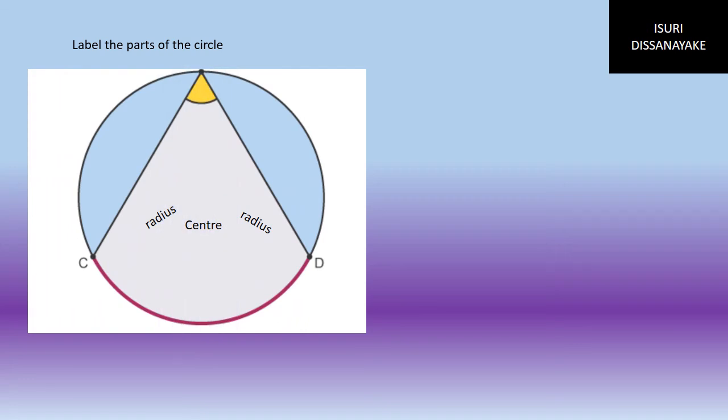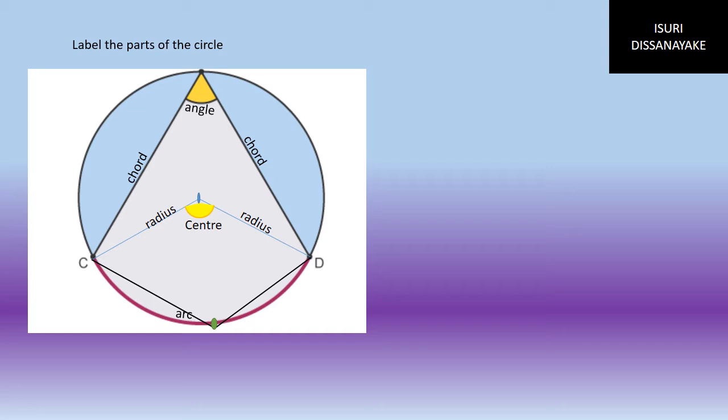Look at the circle. The parts of the circle are labeled: the angle, chords, center, radius, and the arc. Now I am going to create the cyclic quadrilateral. A cyclic quadrilateral means the 4 points of the quadrilateral are on the circumference of the circle.